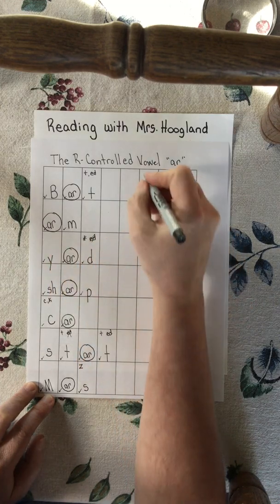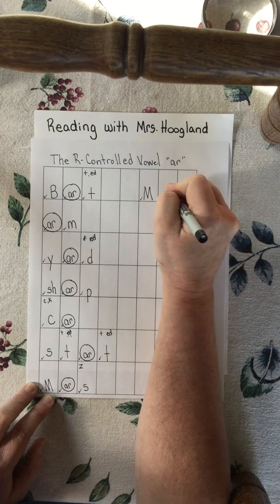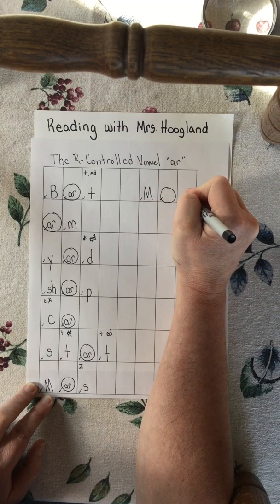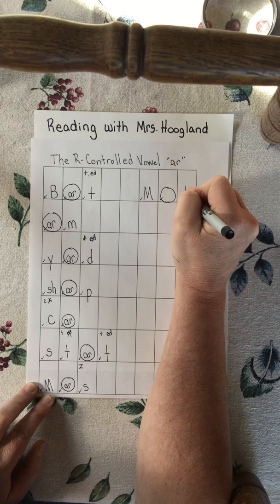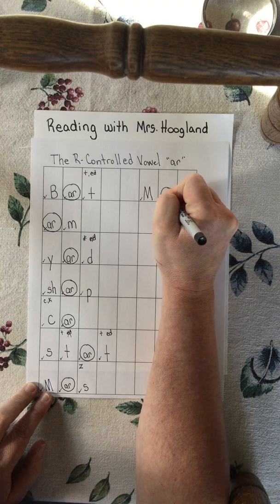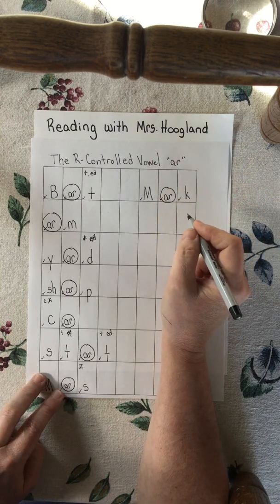Ark. 3 sounds. Again, it's a proper noun or name, so capitalize it. Ark. It's at the end of a word, so it's going to be K. It's not going to be CK because it's an R-controlled vowel. And this is AR. Mark is that word.